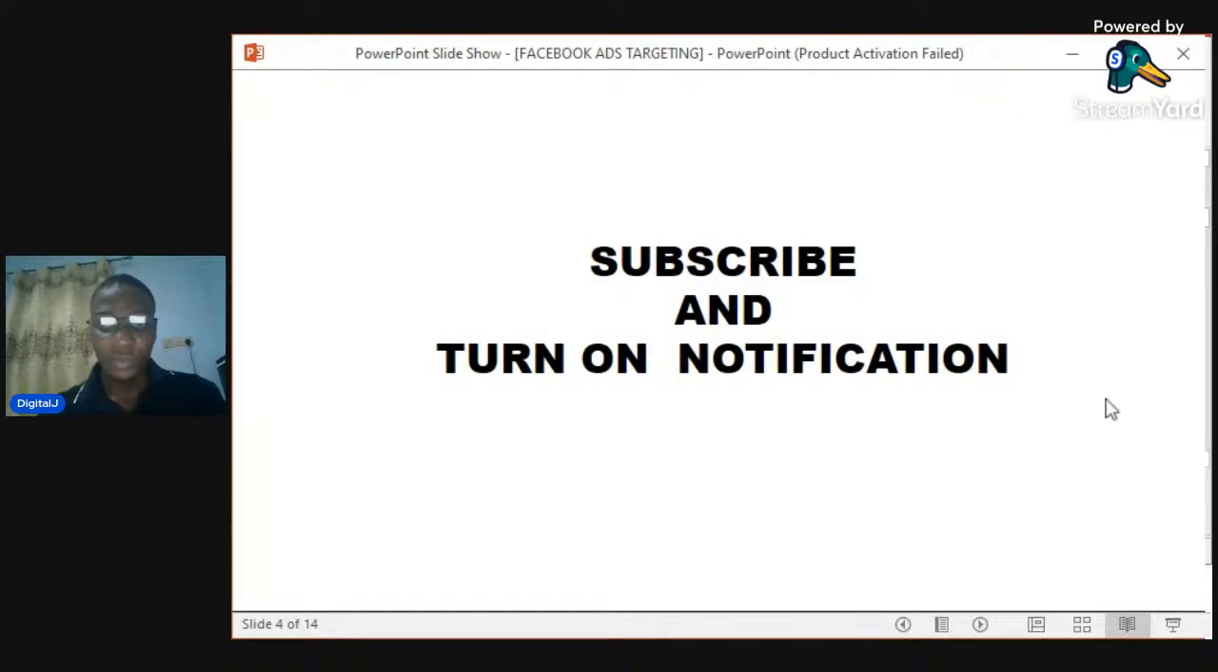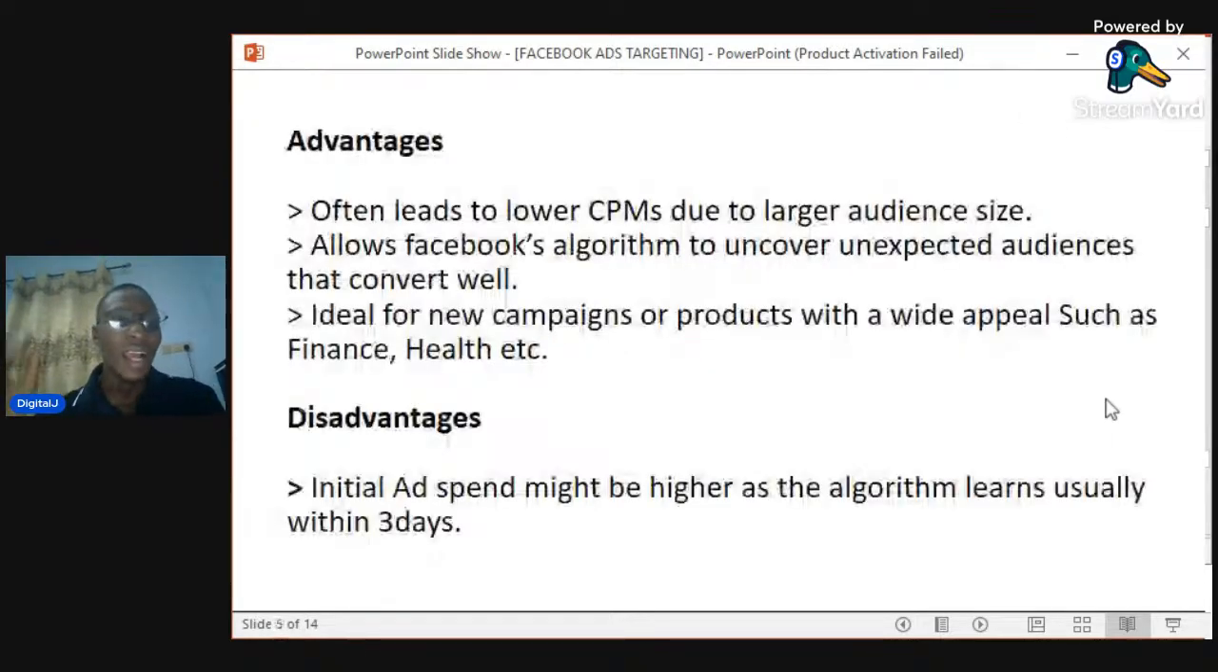So let's continue. Now, advantages of broad targeting. Before I proceed, when it comes to targeting, anything that has advantages obviously has disadvantages. That is just how it works. Now, advantages of broad targeting.